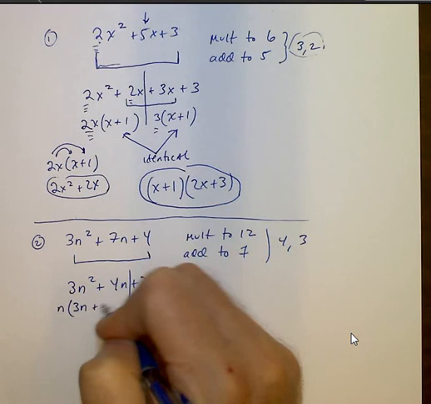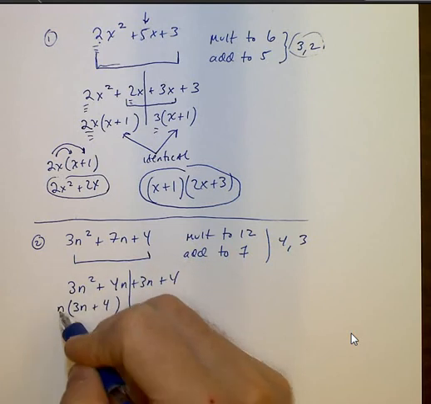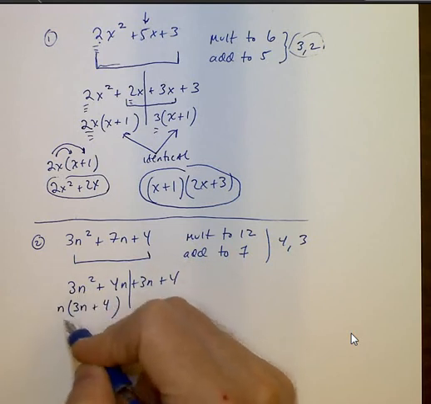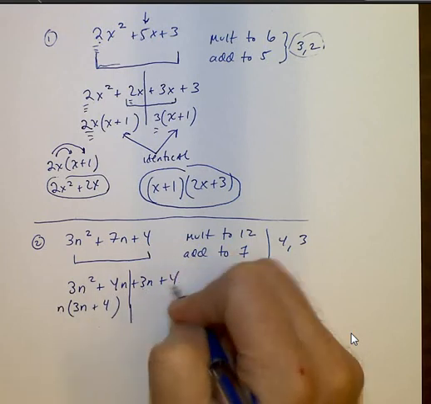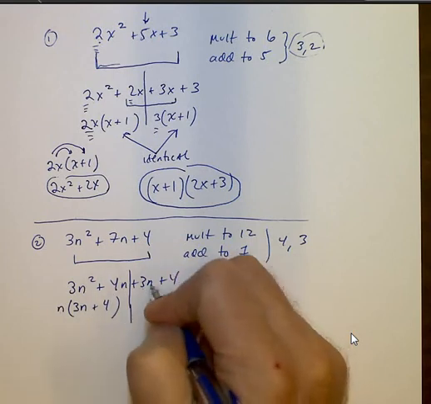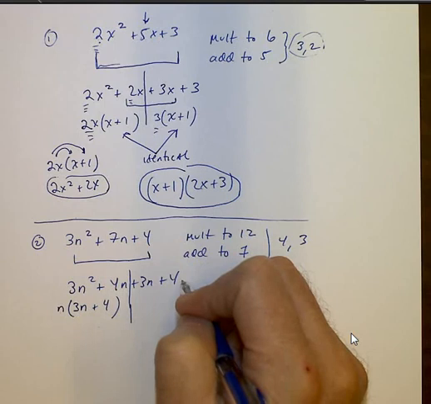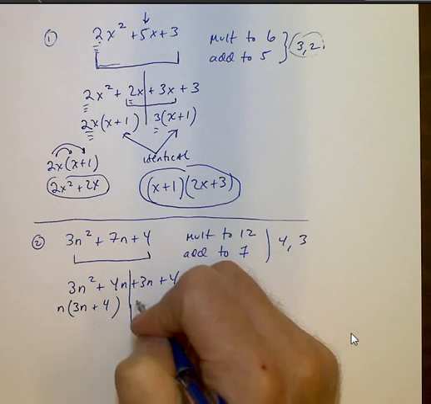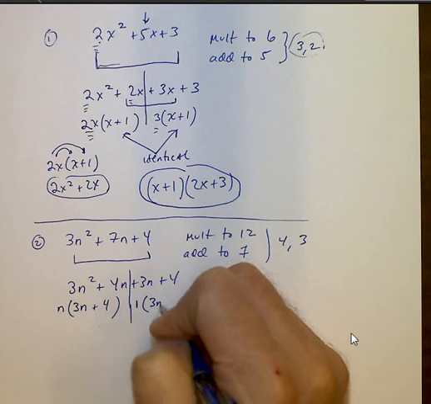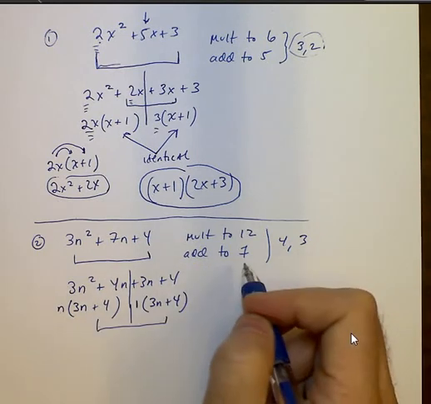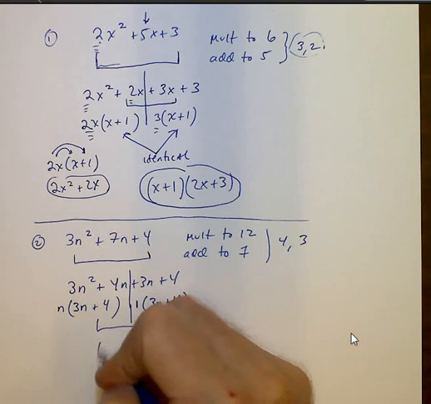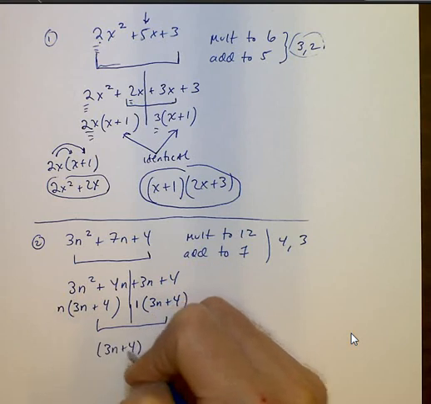Let me check. N times 3n is 3n squared. Yep. N times 4 is 4n. We're good there. 3 and 4, I can't take anything out. I have an n, and I don't have an n here. There's nothing I can take out, so I use a placeholder of 1. Okay, and notice the parentheses match. So my answer is 3n plus 4, and then n plus 1.